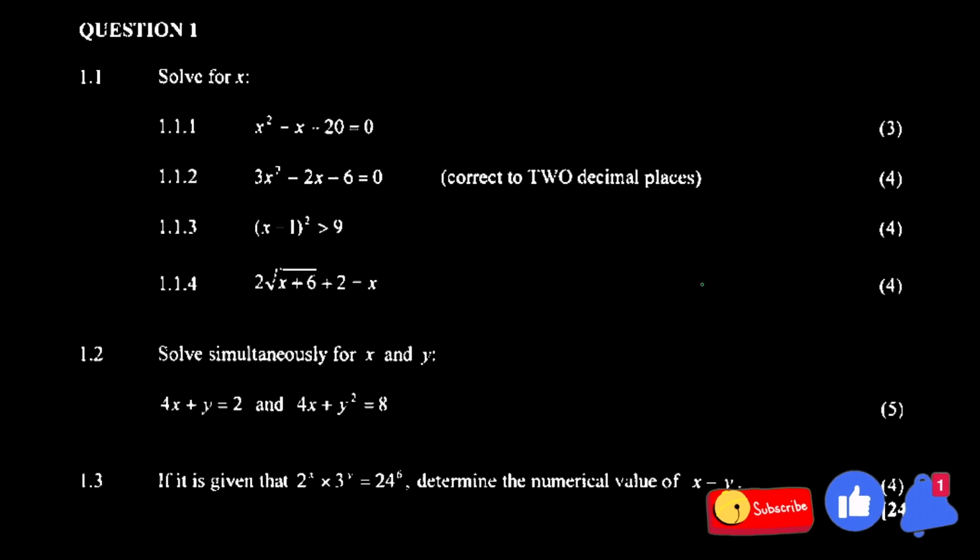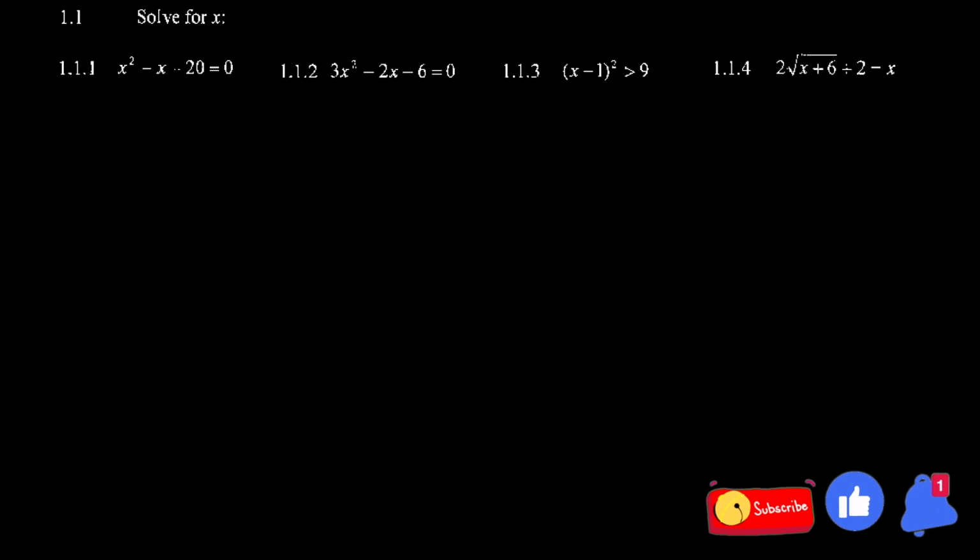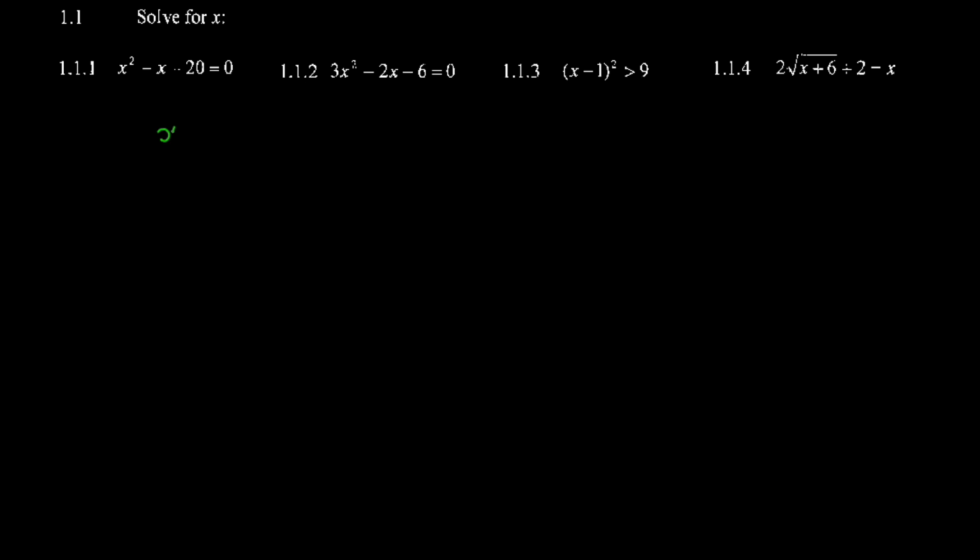Okay, so I'm just going to wipe up everything. I have a slide that has the first few problems. We're going to use that. So what you have here is x squared minus x minus 20 equal to 0.